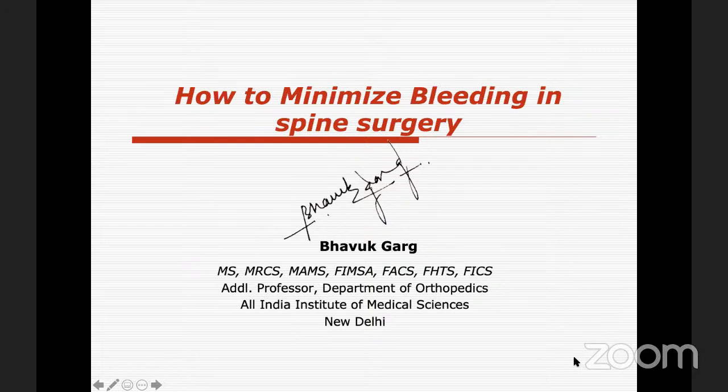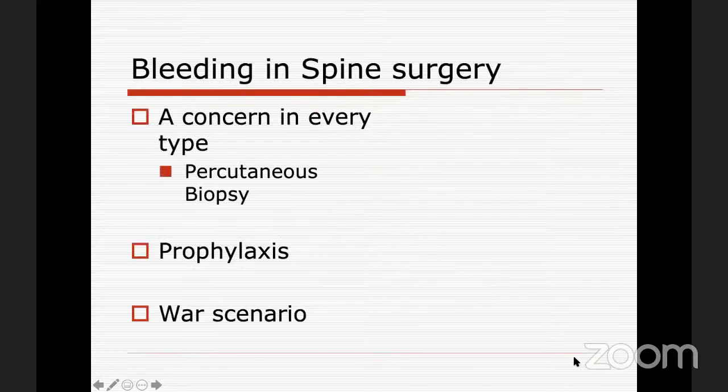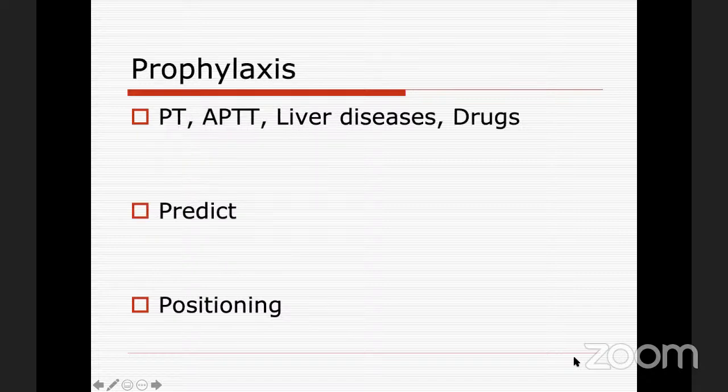I will be sharing my experience of how to minimize bleeding in spine surgery. Bleeding in spine surgery is a concern. Whatever the procedure related to spine, even a percutaneous biopsy can lead to torrential hemorrhage. So one has to be very cautious with every procedure related to spine. Sometimes we talk about bleeding in spine surgery as prophylactic measures, and sometimes we have to deal with hemorrhage in a war-like scenario while doing the spine surgery.